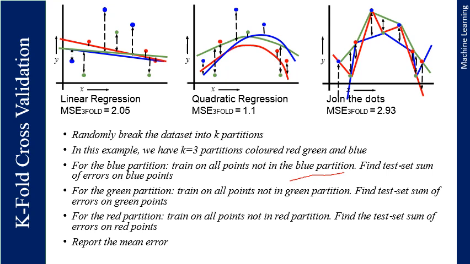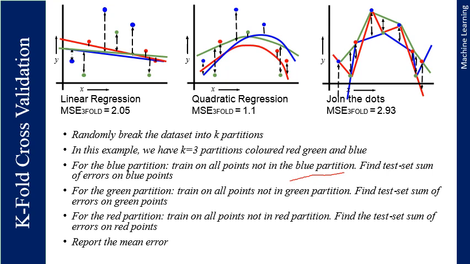So in the second case, for the quadratic regression, again we have three sets. For the green partition, we train our model on all of the points which are not green, and then we find the test set sum of errors on the green points. And finally we have the red partition, and we train on all points not in the red partition and find the test sum of errors on the red points.